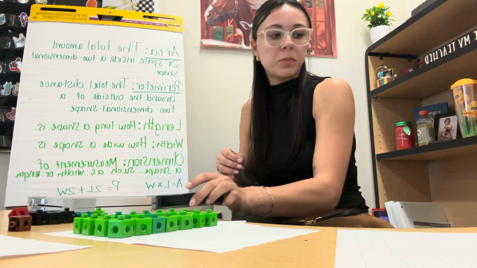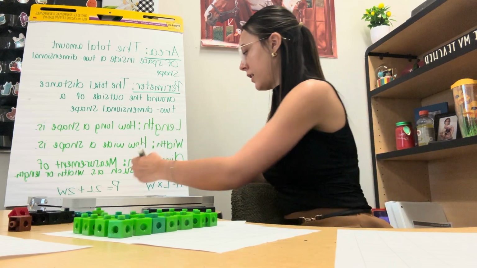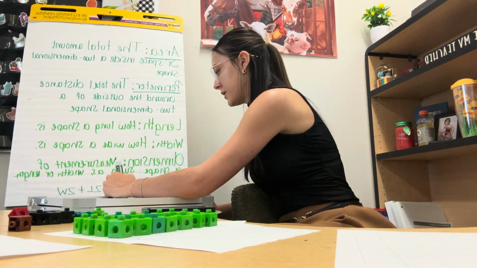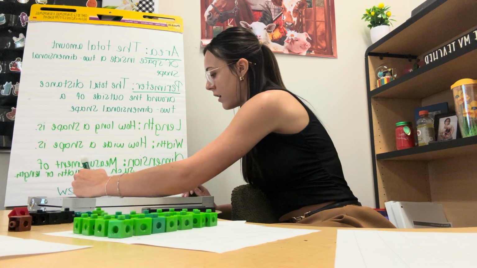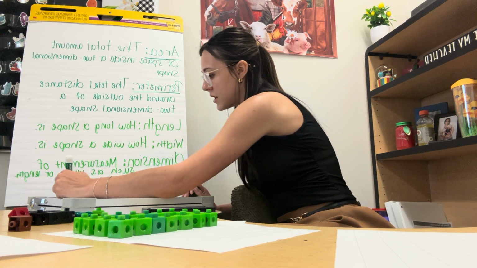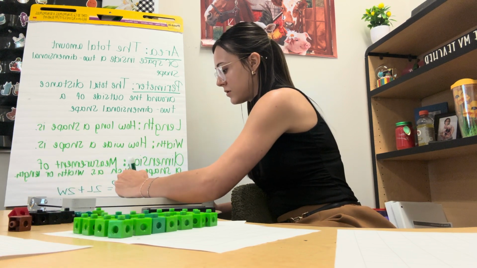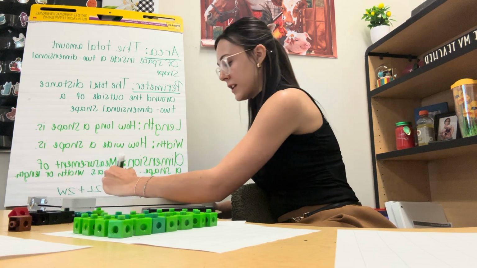Well, let's go ahead and plug that in with our perimeter formula. So P equals 2 times L plus 2 times W. 2 times L. We know that our length of this is 7.